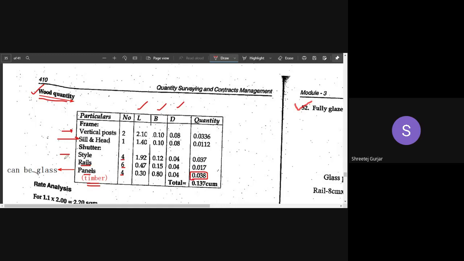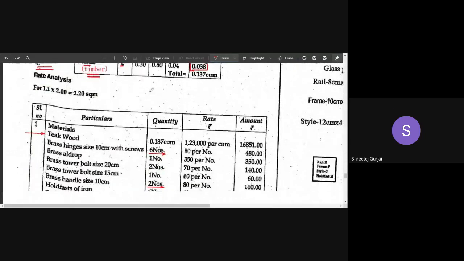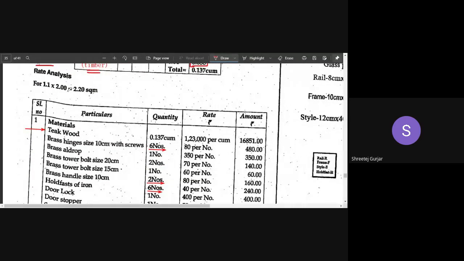In different doors, you might have the panels made up of glass. If it is made up of glass, you should not consider it in the wood quantity. You have to separately calculate it and write it down as glass quantity. Do not add that in wood quantity. That will come under glazed doors.